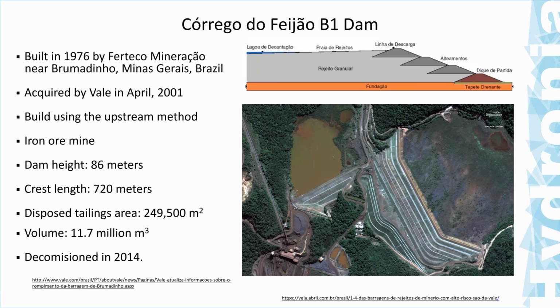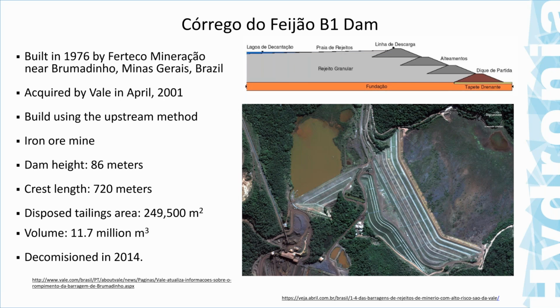The Córrego do Feijão dam is also called B1 Dam or Dam 1 of that mine. The original dam was built in 1976 by Ferteco Mineração. It's located near Brumadinho in the state of Minas Gerais in Brazil. Subsequently, it was acquired by Vale, a large company that owns many dams in many locations in Brazil. It was acquired in 2001 and was used until it was decommissioned in 2014.